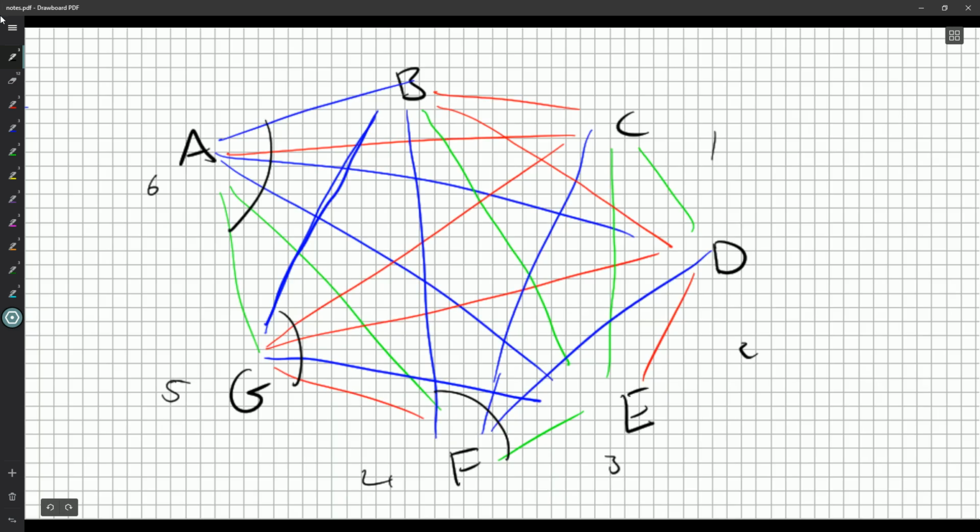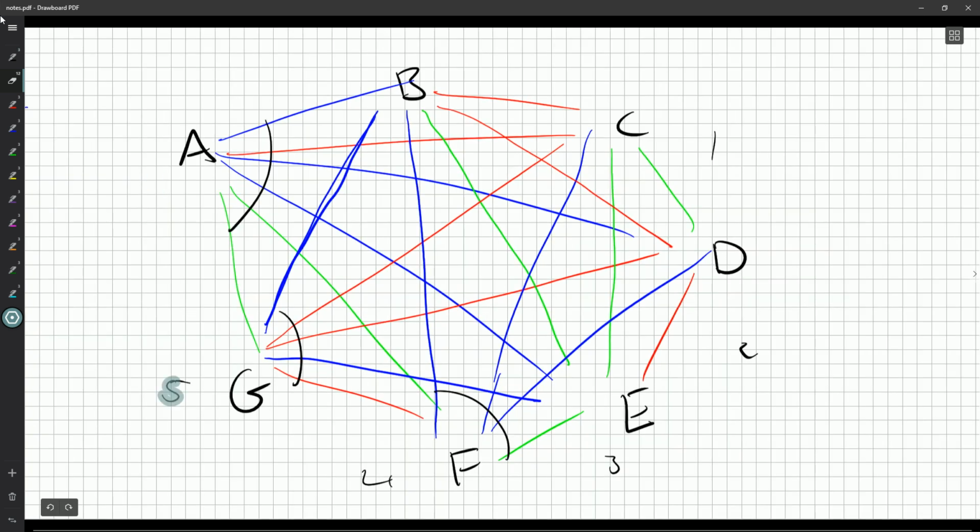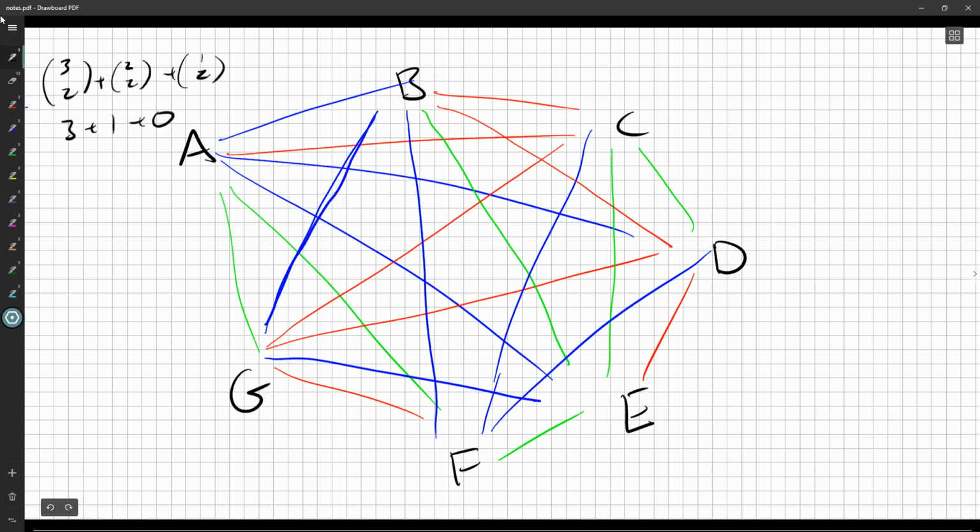So, for example, with the example that we started with, I don't actually have to go hunting for the diverse triplets. What I can do is say, okay, A. At A, I see 3 blue, 3 choose 2. I see 2 green. And I see 1 red. So 3 choose 2 is 3, 1, 0. So we lose 4 triplets. There are 4 triplets out of my 35 that can't be diverse.